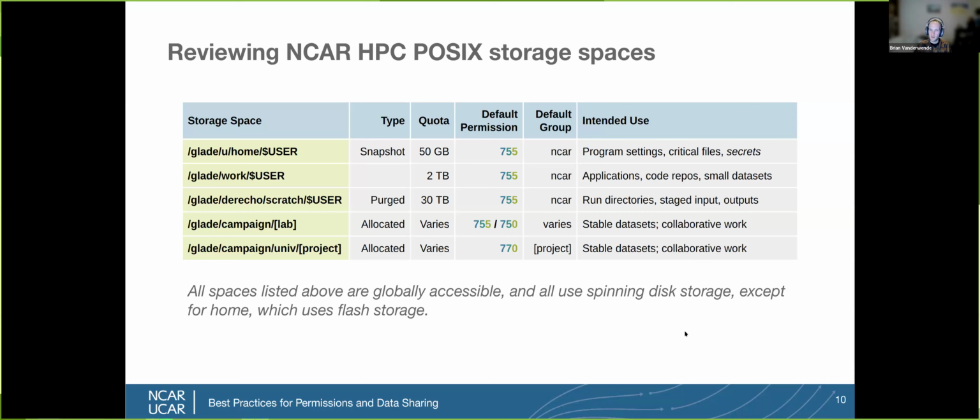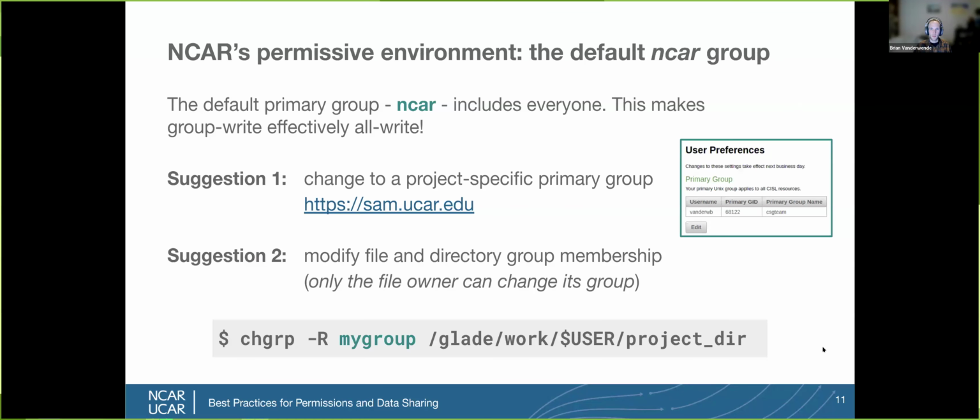So that's a summary of how these spaces look right now. And maybe you can already see some potential issues with the defaults. We have a very permissive storage environment. Again, this default NCAR group includes pretty much everyone. If you apply group write on your home directory, which do not do, but if you were to, and you didn't change that default group, then effectively everybody on the system would have write access to that space. It effectively makes group write all write in a lot of situations. So that is inadvisable.